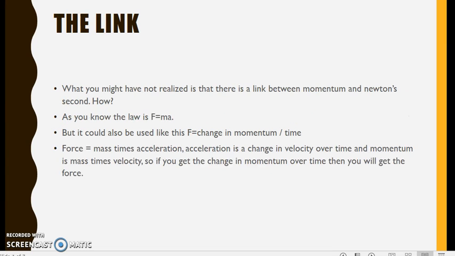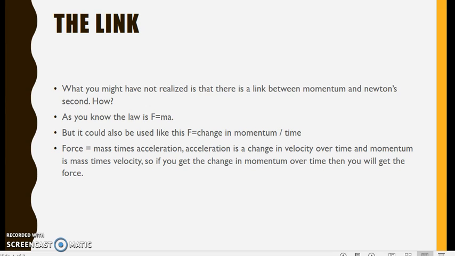The link. What you might not realize is that there's a link between momentum and Newton's second law. How? As you know, the law is F equals ma. But it could also be used like this. F equals change of momentum over time.